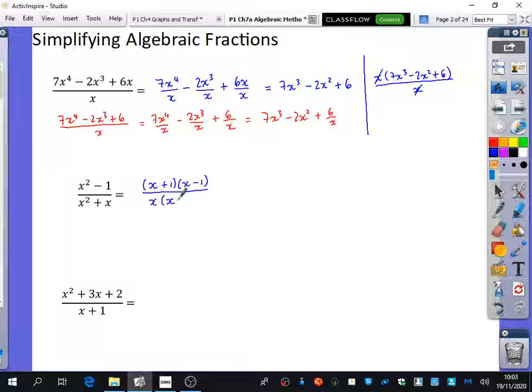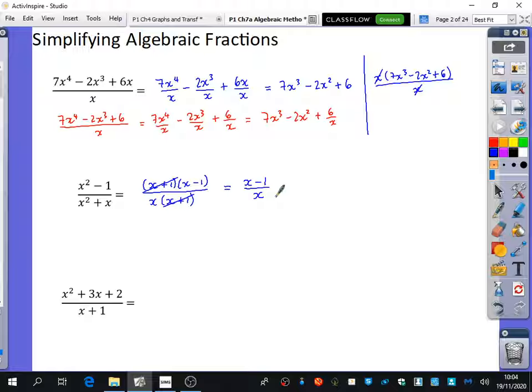x times x plus 1. So now I've got that something is being multiplied by x plus 1 and it's also being divided by x plus 1. Multiplying by x plus 1 and dividing by x plus 1 cancels out. So I can cancel this by dividing the top and bottom by x plus 1. And I am just left with x minus 1 over x. So the fraction has simplified.